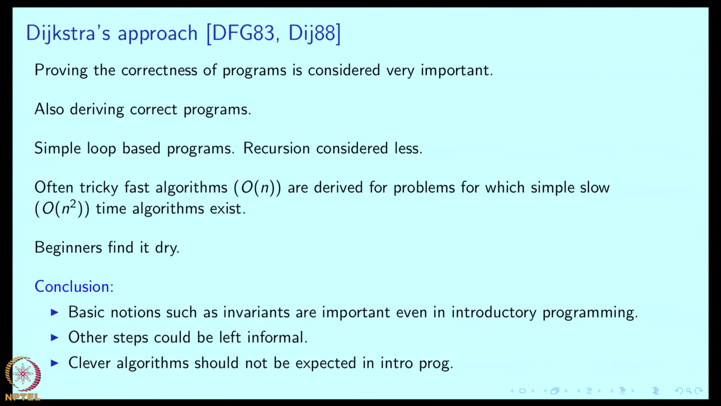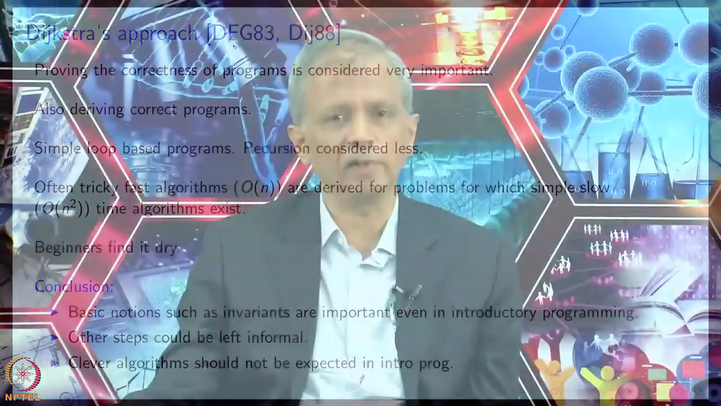And Dijkstra's approach is often about deriving very clever algorithms. And clever algorithms perhaps should not be expected in introductory programming. What I mean by that is, we should not really expect beginners to derive clever algorithms. Because clever algorithms require cleverness, and often we tend to think of cleverness as something that happens in a second. But before it happens in a second, you need to have experience, and you need to spend some time so that you develop the intuition to generate clever algorithms. And there is just not enough time in the introductory programming course that we should be stressing clever algorithms.